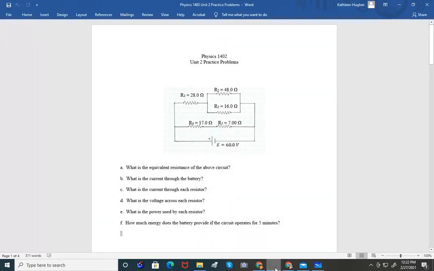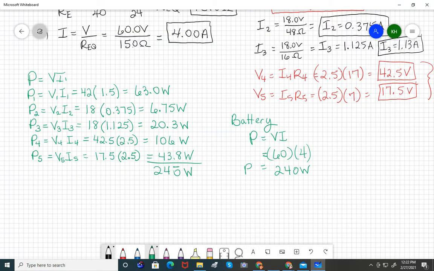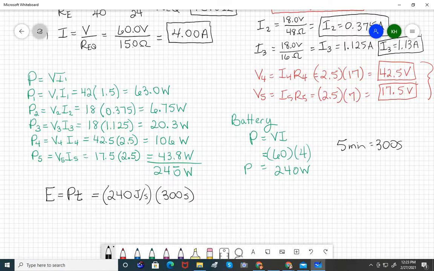The last question says, how much energy does the battery provide if the circuit operates for 5 minutes? All right, energy is power times time. 240 watts. Remember, a watt is a joule per second. That means I need my time in seconds. 5 minutes is going to be 300 seconds. So I need to change this to 300 seconds.